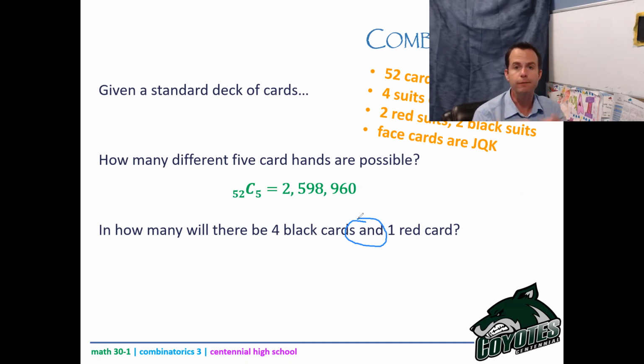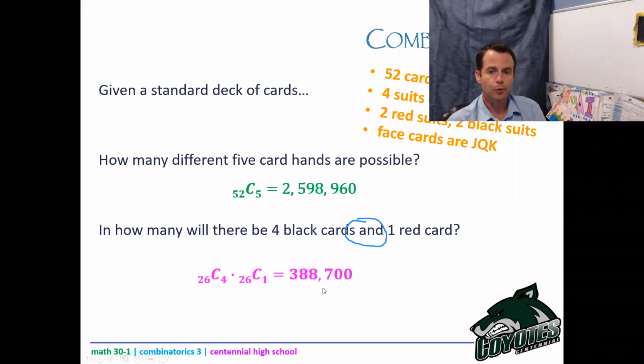Well, how do I get 4 black cards? There are 26 black cards. So I have 26 in my selection pool, 26 choose 4. Then I have 26 red cards and I want to choose one of them. So I would end up with 26 choose 4 times 26 choose 1. And that is 388,700. Make sure you're doing this in your calculator as well and getting the same answers as me.